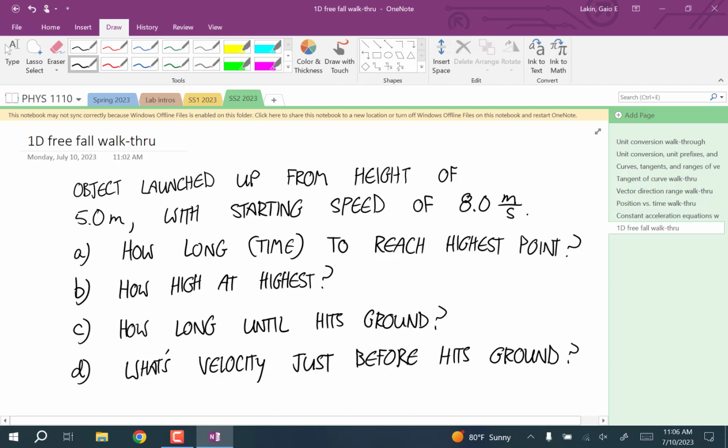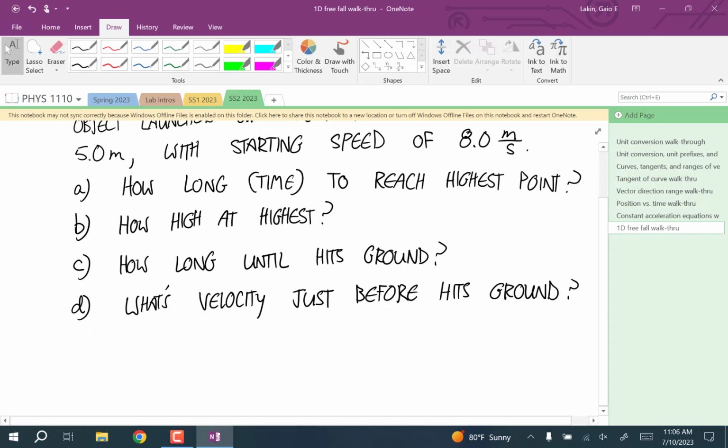These kinds of problems are constant acceleration problems, and we're going to use the constant acceleration equations. The real only difference is that you always know what the acceleration is in free fall and projectile motion. You always know that the acceleration is 9.81 meters per second squared down. Whether the object's going up or going down at that instant, the acceleration is still down at 9.81 meters per second squared.